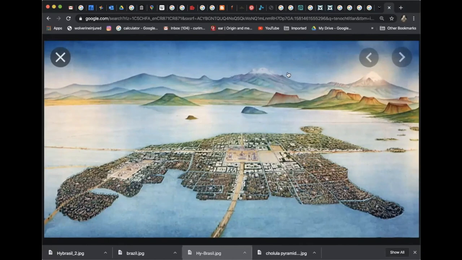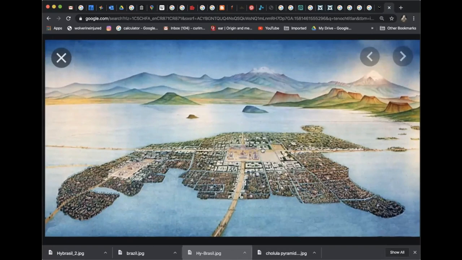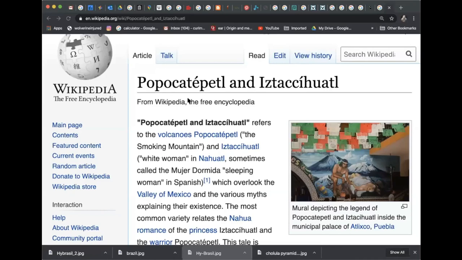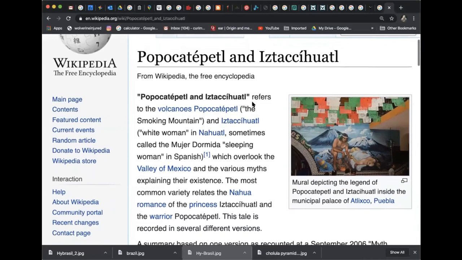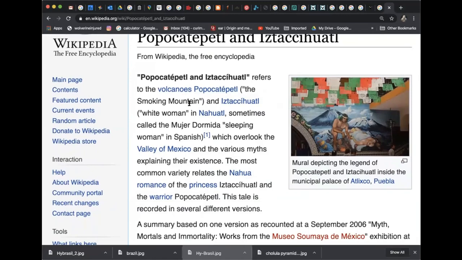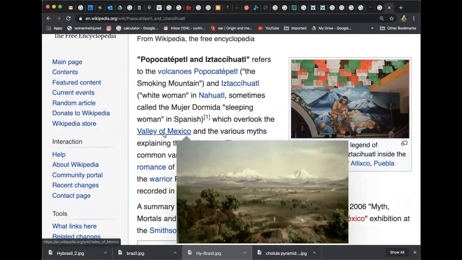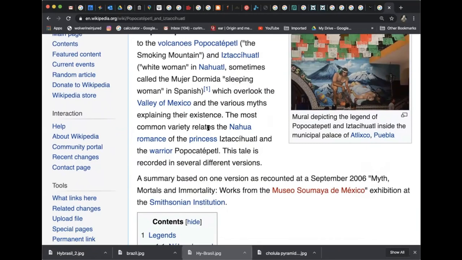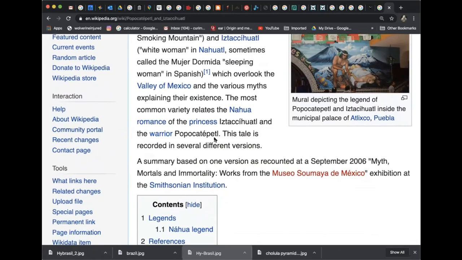Remember, it told us that Thoth lived in a city in a lake surrounded by two volcanoes. Look at all these tree stumps over here. And these are the two volcanoes, Popocatépetl and Iztaccíhuatl. It refers to the volcanoes, right? Popocatépetl means Smoky Mountain, and Iztaccíhuatl means white woman, which overlooked the Valley of Mexico. They overlooked the Valley of Mexico, and there are various myths explaining their existence. The most common variety relates to a Nahua romance between the princess Iztaccíhuatl and the warrior Popocatépetl. This tale is recorded in several different versions.